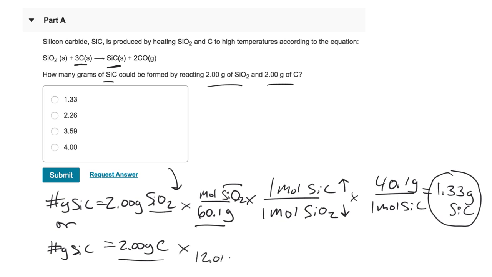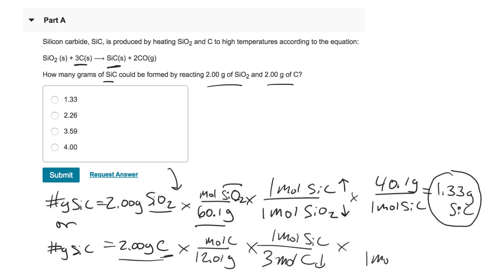So 12.01 grams per mole of carbon. For every 3 moles of carbon that react and are lost, we produce 1 mole of silicon carbide. And then for every 1 mole of silicon carbide, it's, of course, the same mass, 40.1 grams. So 2 divided by 12.01, divided by 3, times 40.1 is 2.23 grams.